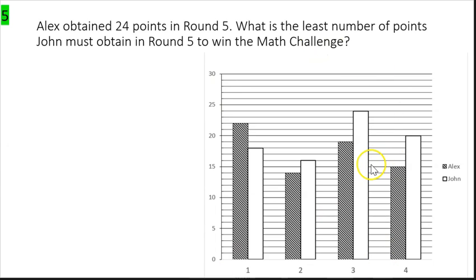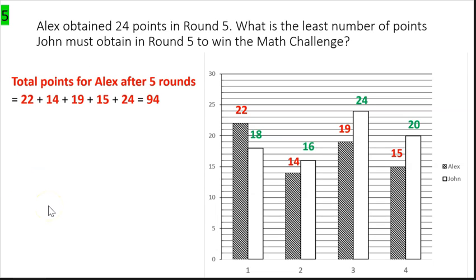This bar graph shows the number of points that Alex and John have obtained in rounds 1, 2, 3 and 4. Looking at the graph carefully, each space represents 1. So this represents 22 and this will be 18. The points for rounds 2, 3 and 4 are indicated on the graph as shown. To find out the least number of points that John must obtain, we must first find the total points for Alex after the 5 rounds.